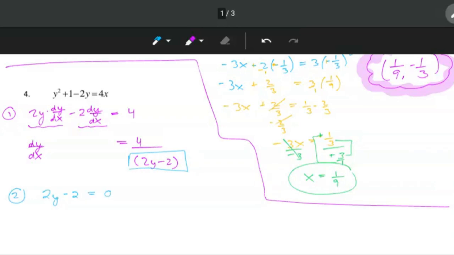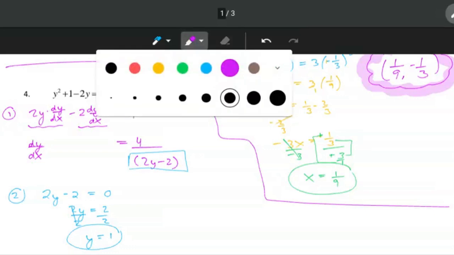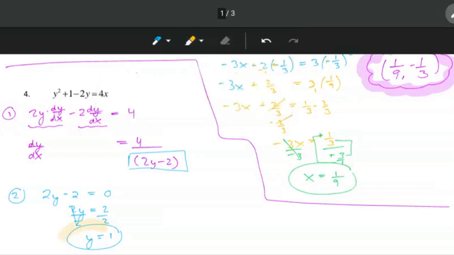So 2y minus 2 equals 0. If we solve it, we get 2y equals 2. Divide both sides by 2. You get y equals 1. All right, that is part of the answer. They want the x coordinate as well.